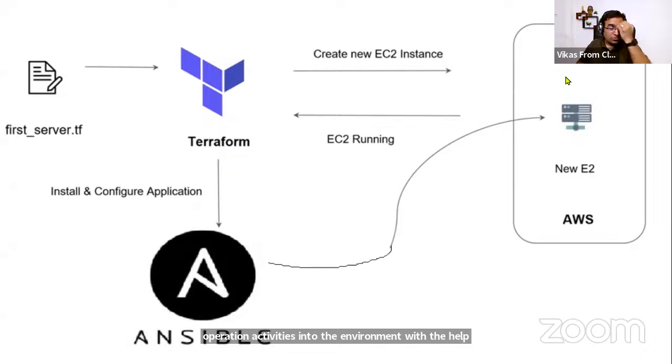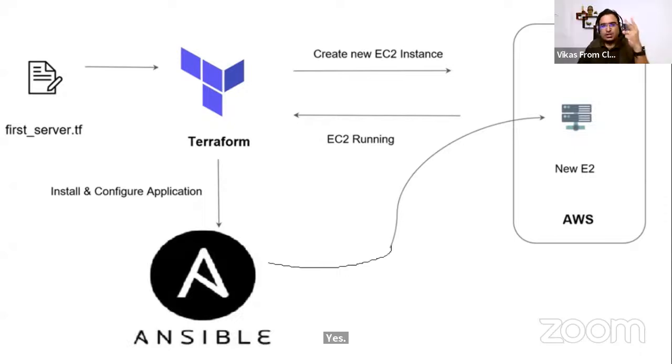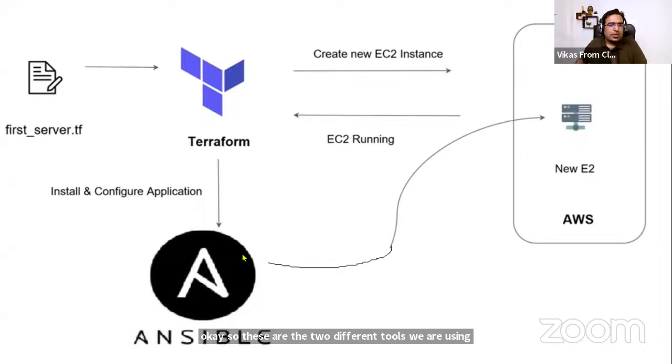Make sense? Yes, everyone? Okay, so these are the two different tools we are using, and the combination will work. Ansible cannot create infra because Ansible doesn't have the ready-made code. Terraform has the ready-made code. With the help of Terraform, in just 3 commands, we can create n number of infrastructure. Automations can be achieved with the help of Ansible very easily.